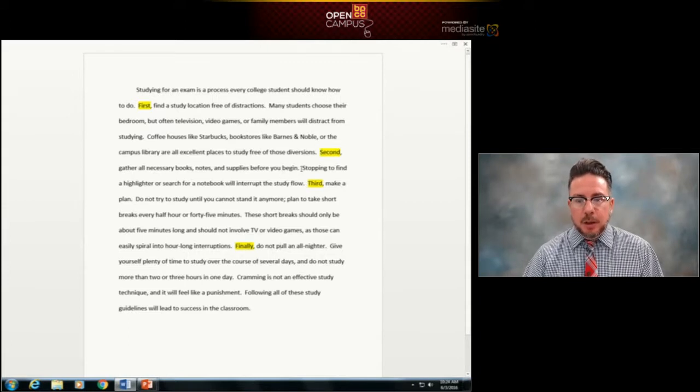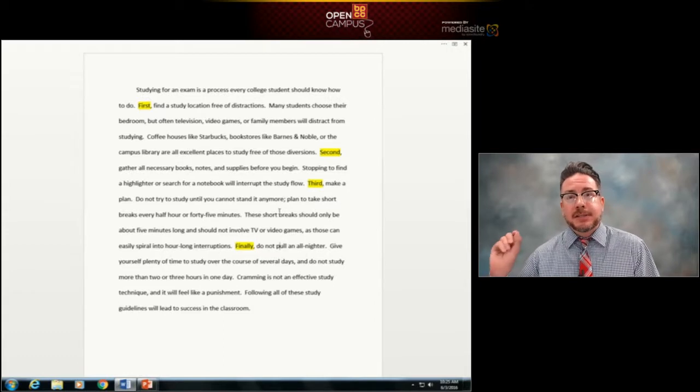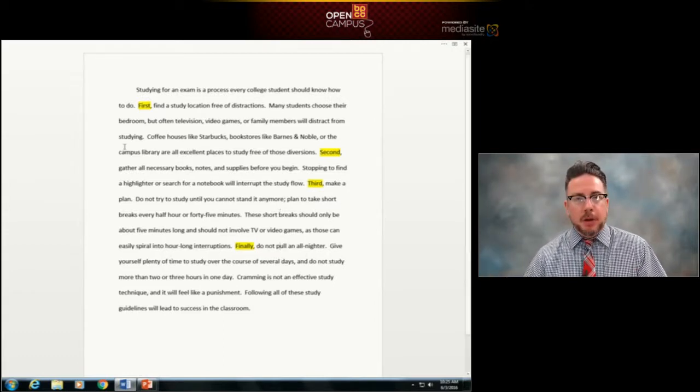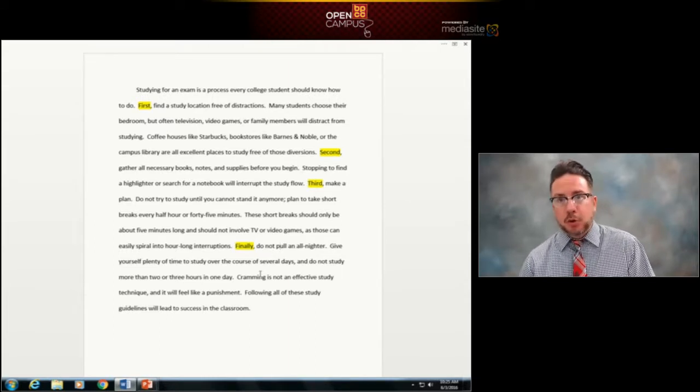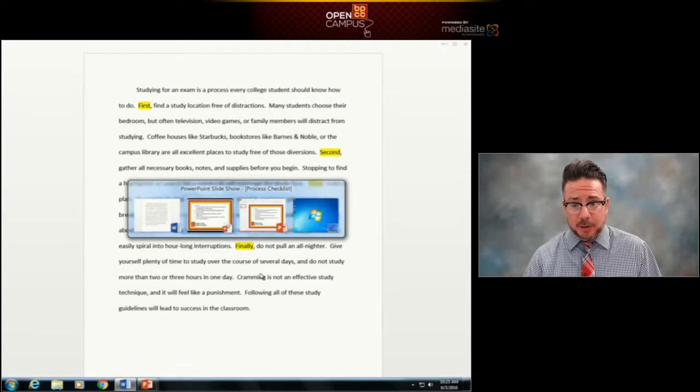What about in the second point? We do mention finding a highlighter, searching for a notebook. Those are good specific examples. In the third, we talk about half-hour or 45-minute study sessions, only taking a 5-minute break, and not using TV or video games in our break. All that is specific detail. Don't pull an all-nighter, and then it tells when you should study. You know, over the course of several days, no more than 1 or 2 hours in a day, 2 or 3 hours in a day. Don't cram. Things like that are good specific details that'll make your writing memorable. So we did meet that criteria as well.